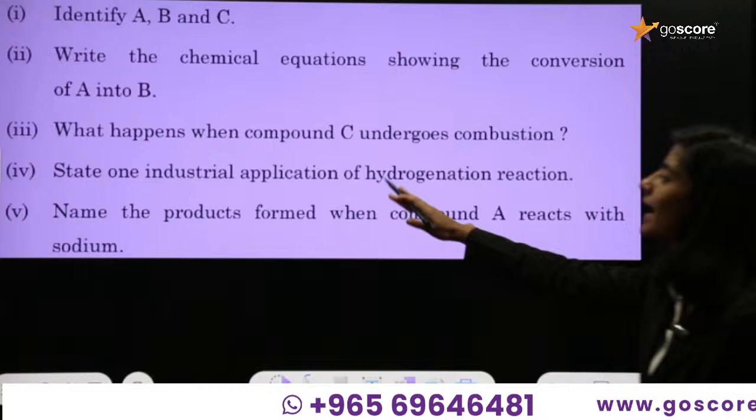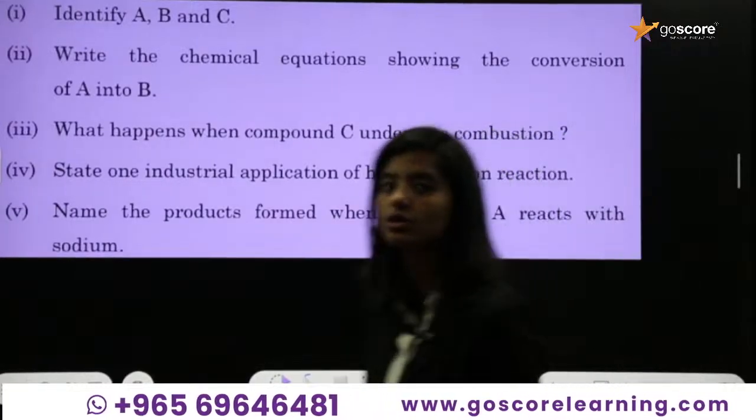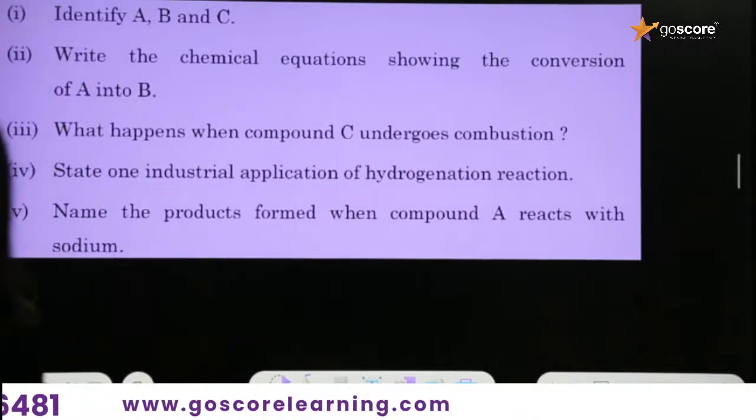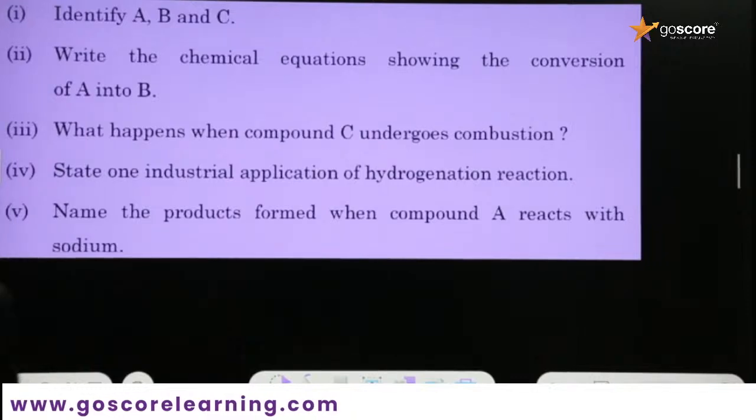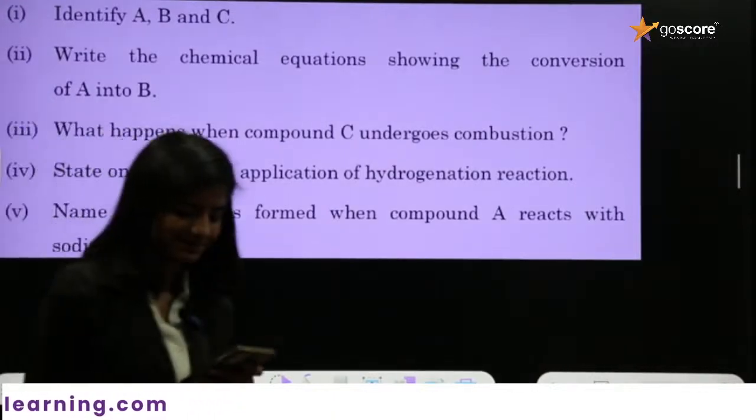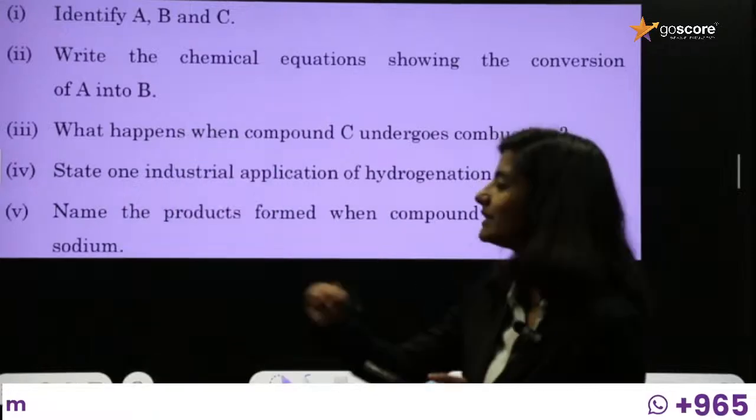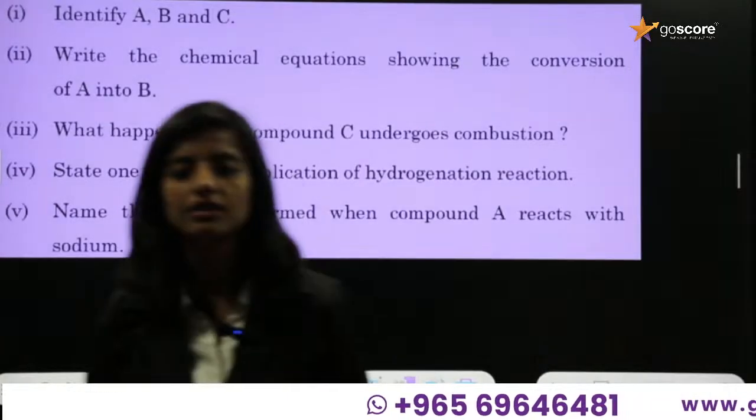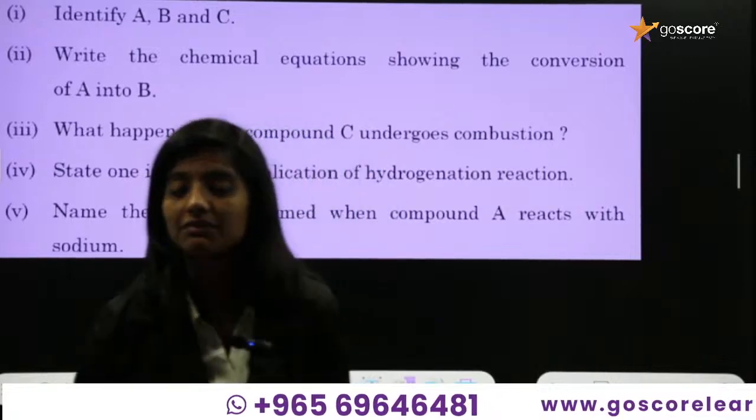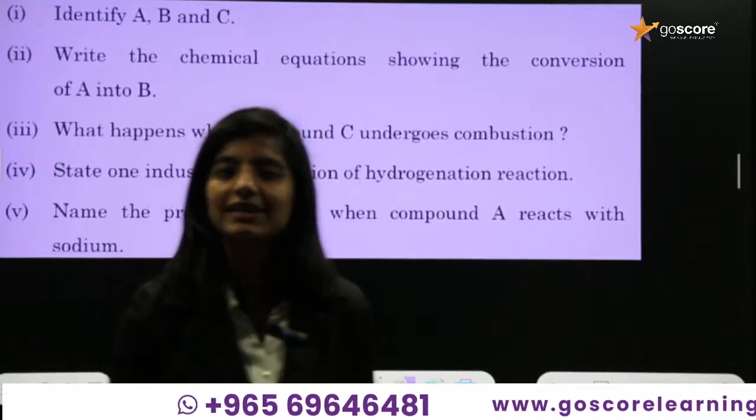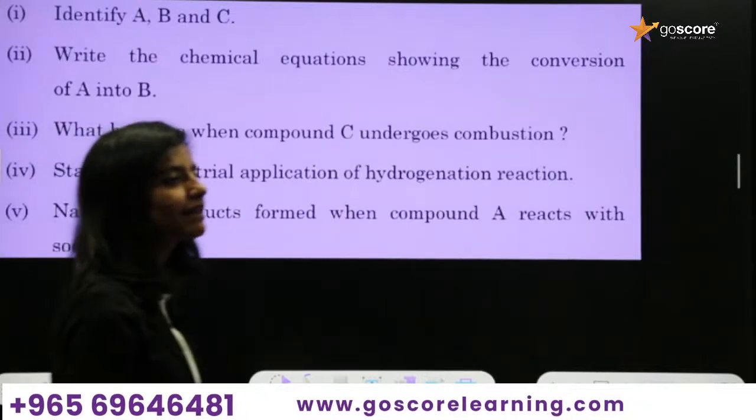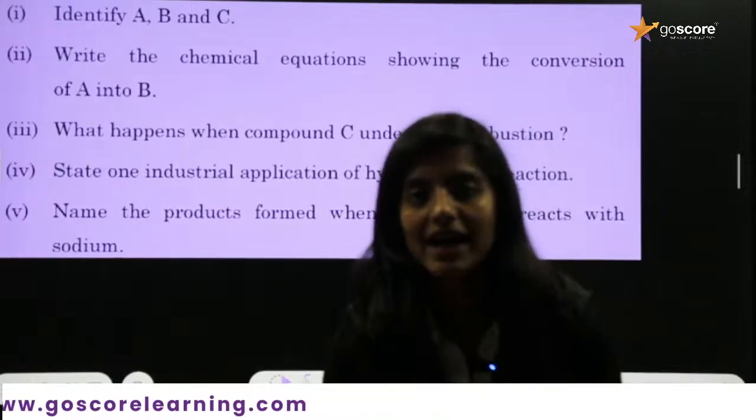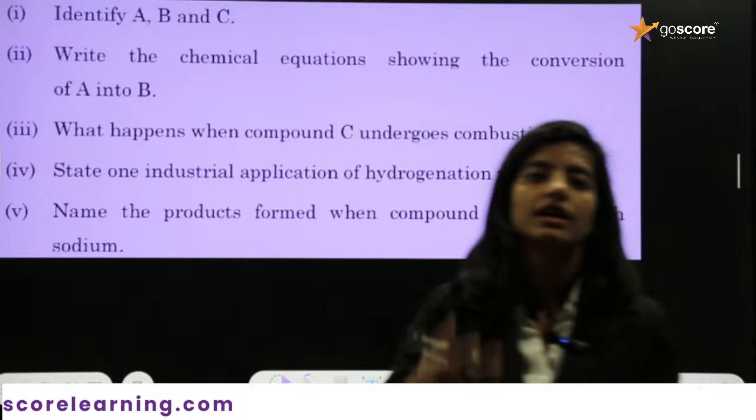State one industrial application of the hydrogenation reaction. Can you just let me know one of the uses for the industrial preparation? Don't you remember? With some vegetable oil converting into fats. Remember? So the industrial application goes like that: the conversion of vegetable oil into fat. That is one of the applications of hydrogenation.